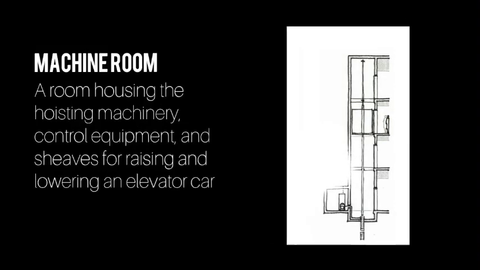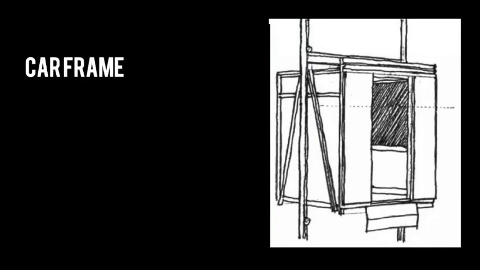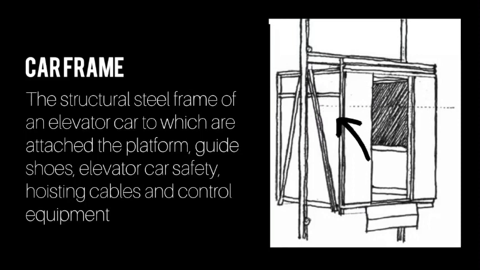Machine room, a room housing the hoisting machinery, control equipment, and sheaves for raising and lowering an elevator car. Car frame, the structural steel frame of an elevator car to which are attached the platform, guide shoes, elevator car safety, hoisting cables, and control equipment.